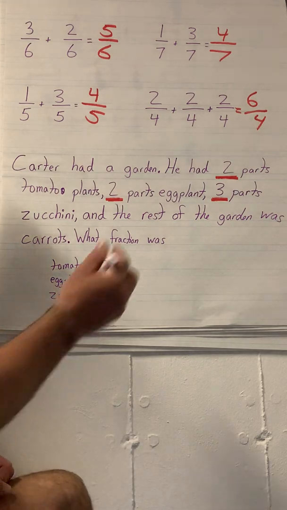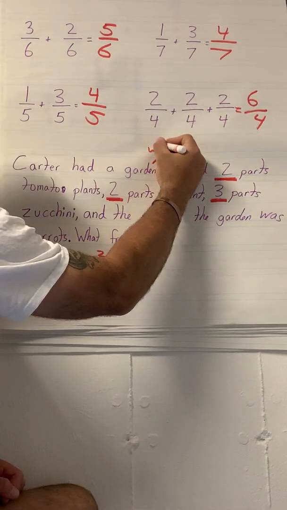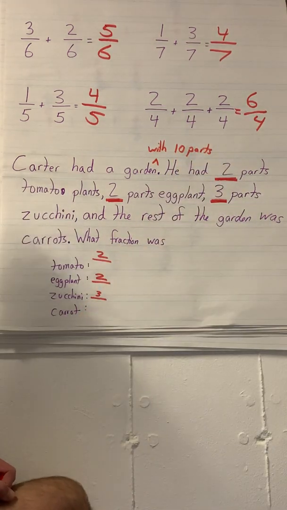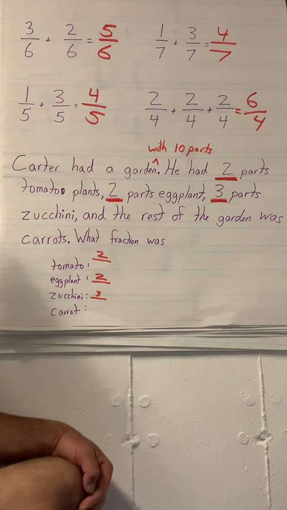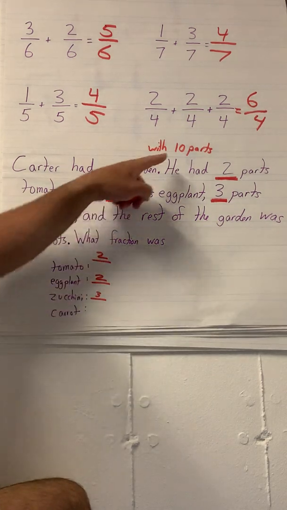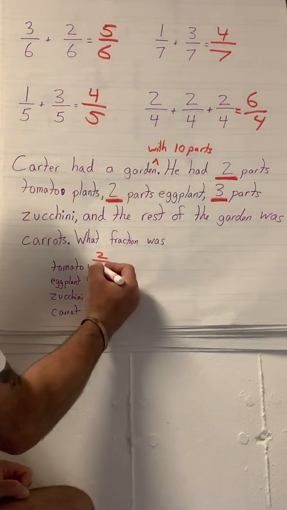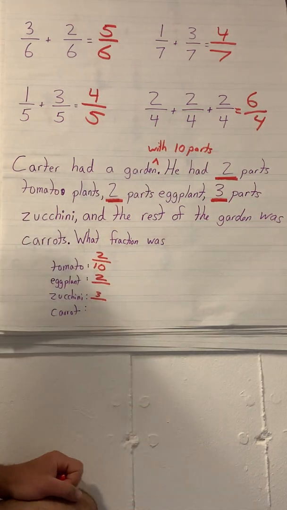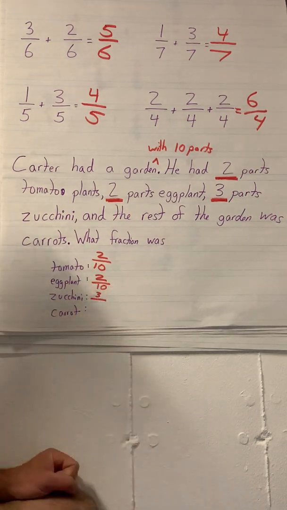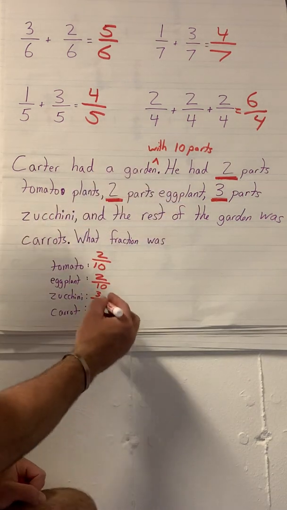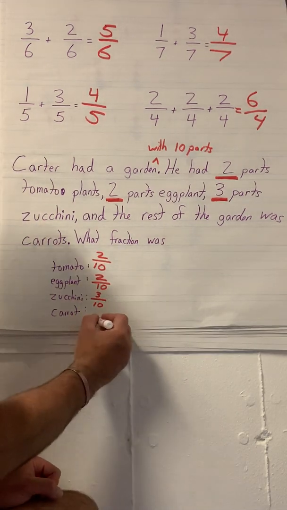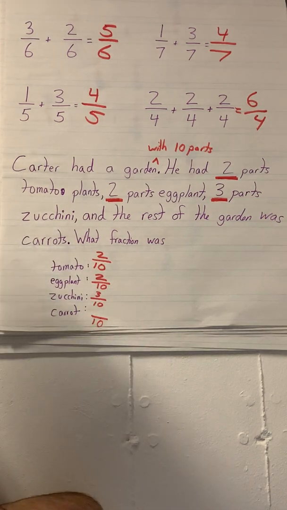So watch. Say Carter had a garden, and say it told me it had 10 parts. Okay. 2 parts tomatoes, 2 parts eggplants, 3 parts zucchini, and the rest was carrots. Now I can say, okay, 2 what? Well, it's 10 parts, so that's going to be the denominator. So 2/10 would be tomatoes. Eggplants would be 2/10. Zucchini would be 3 out of 10. Now, here's the question. How could I figure out the carrots? If there's 10 parts in all, how could I figure it out? Think about that.